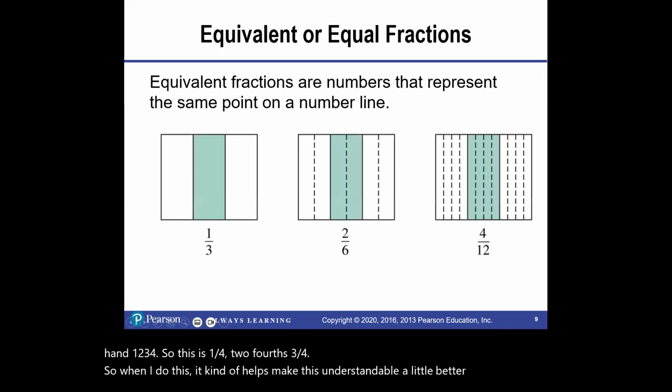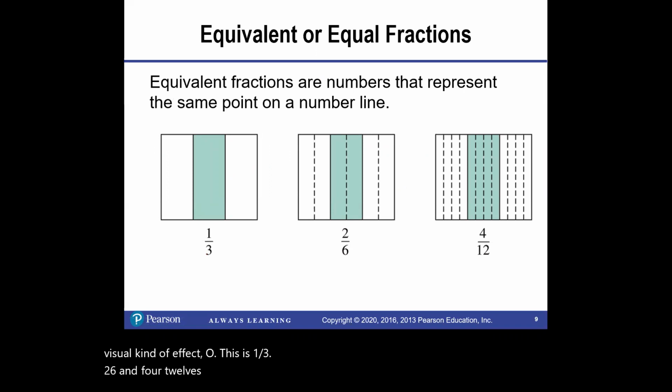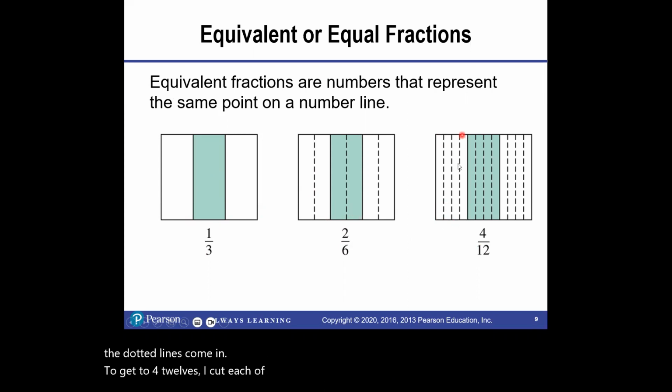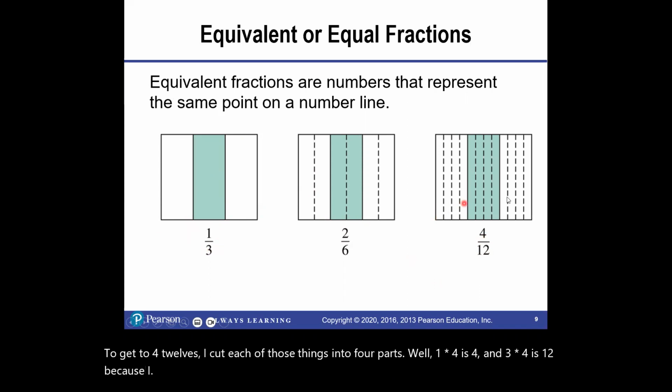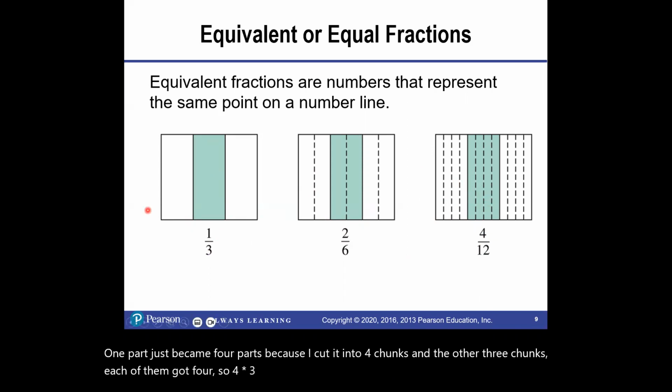Let's do another visual effect. So this is 1/3, 2/6, and 4/12. They are the same thing because, in essence, what I did to get from 1/3 to 2/6 is cut each of the sections in half. That's where the dotted lines come in. To get to 4/12, I cut each of those into 4 parts. Well, 1 times 4 is 4, and 3 times 4 is 12, because 1 part just became 4 parts since I cut it into 4 chunks. And the other 3 chunks each got 4, so 4 times 3 was 12. This actually helps us see that these are equivalent fractions.